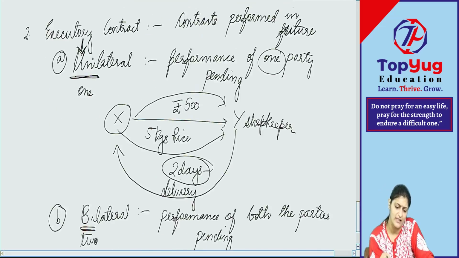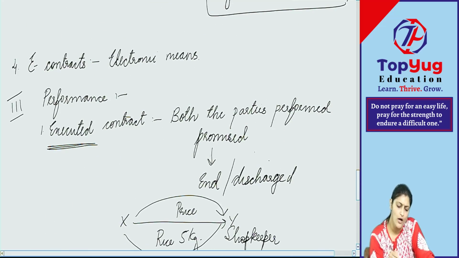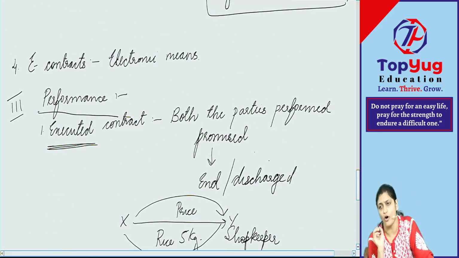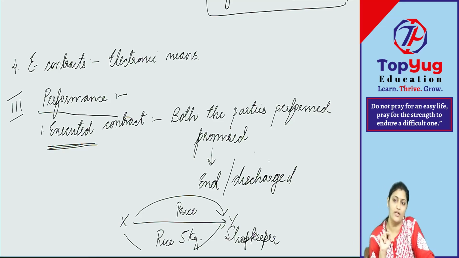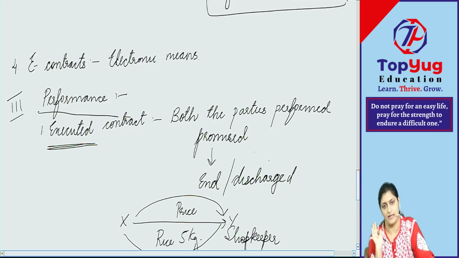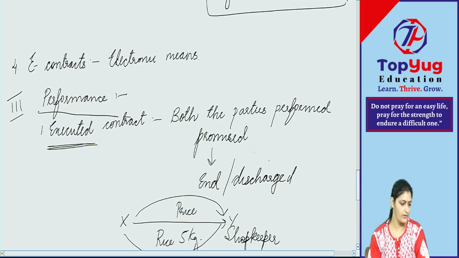So these are the types of contracts based on performance. On performance, contracts are divided into two types: executed and executory. In executory, you again have unilateral contracts and bilateral contracts. Okay. These are the various types of contracts under performance.